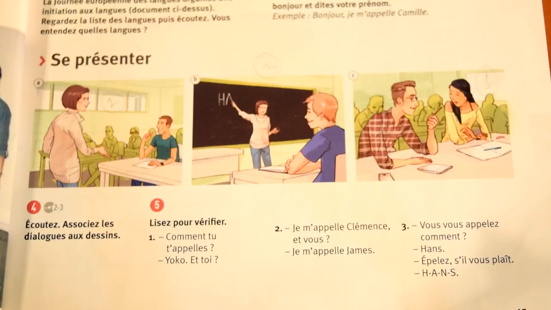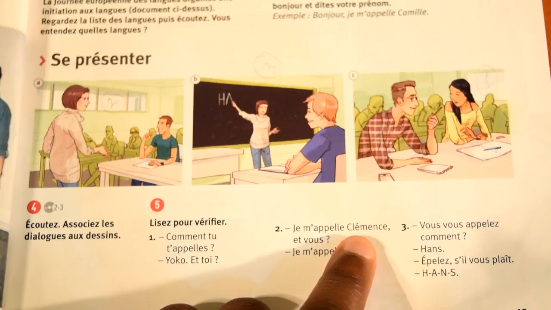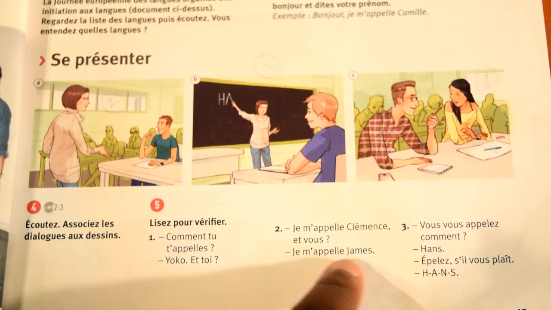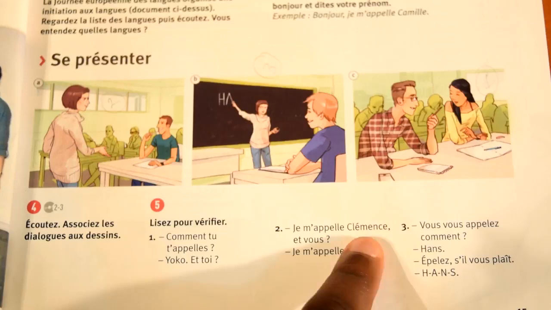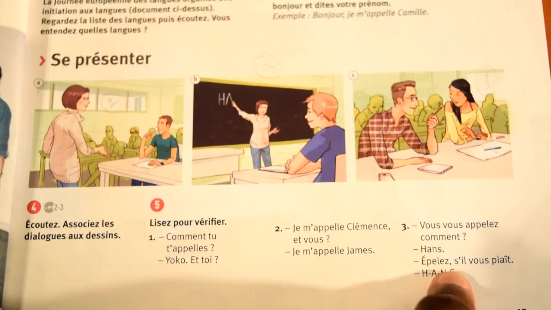Then, second part, je m'appelle Clémence, et vous? My name is Clémence, and you? And by the way, Clémence in French may not necessarily mean Clement. In some of our countries, Clement is a man's name. Je m'appelle James. My name is James. So, which drawing here could be corresponding to that? And then the third one.